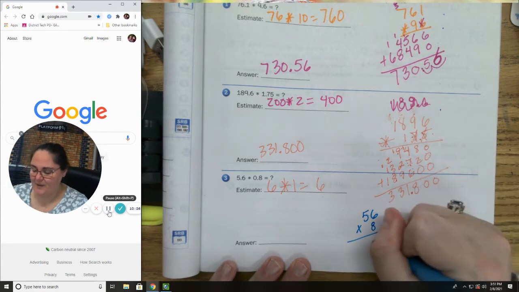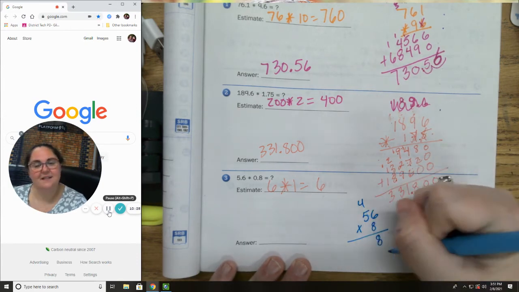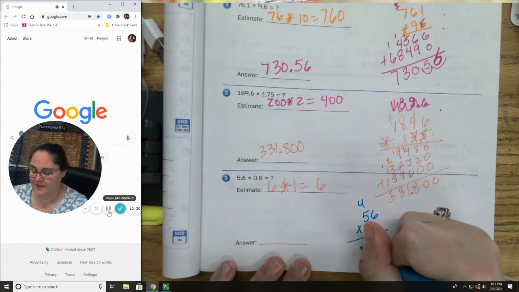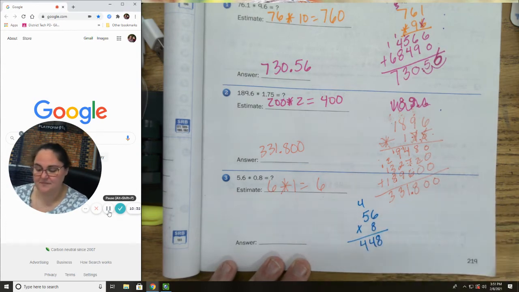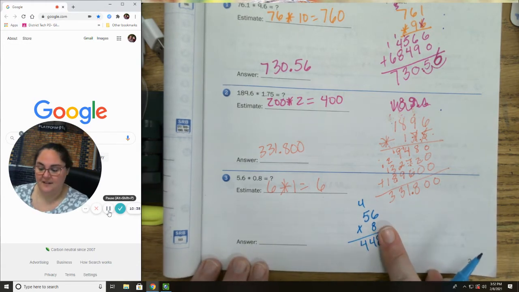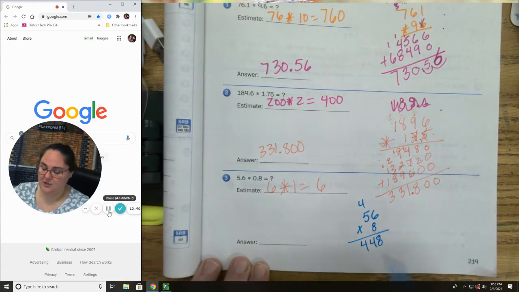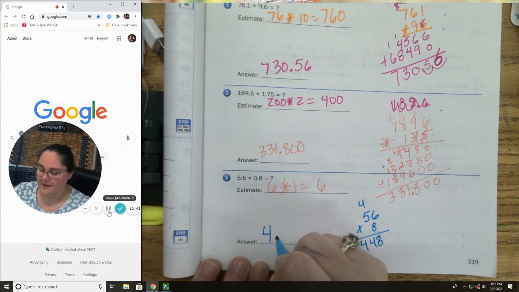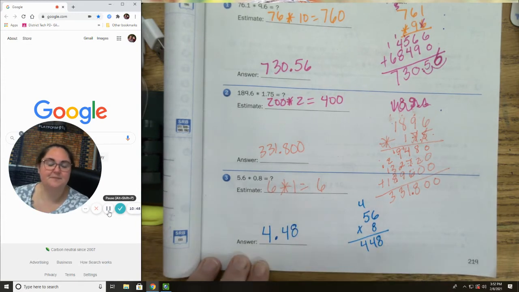8 times 6 is 48. Carry my 4. 8 times 5 is 40. Plus 4 is 44. Now I need to put my decimal so it's close to 6. If I put it right here, it would be about 4. And that would be 40. That's too much. So my answer would be 4.48. That would be my final answer.